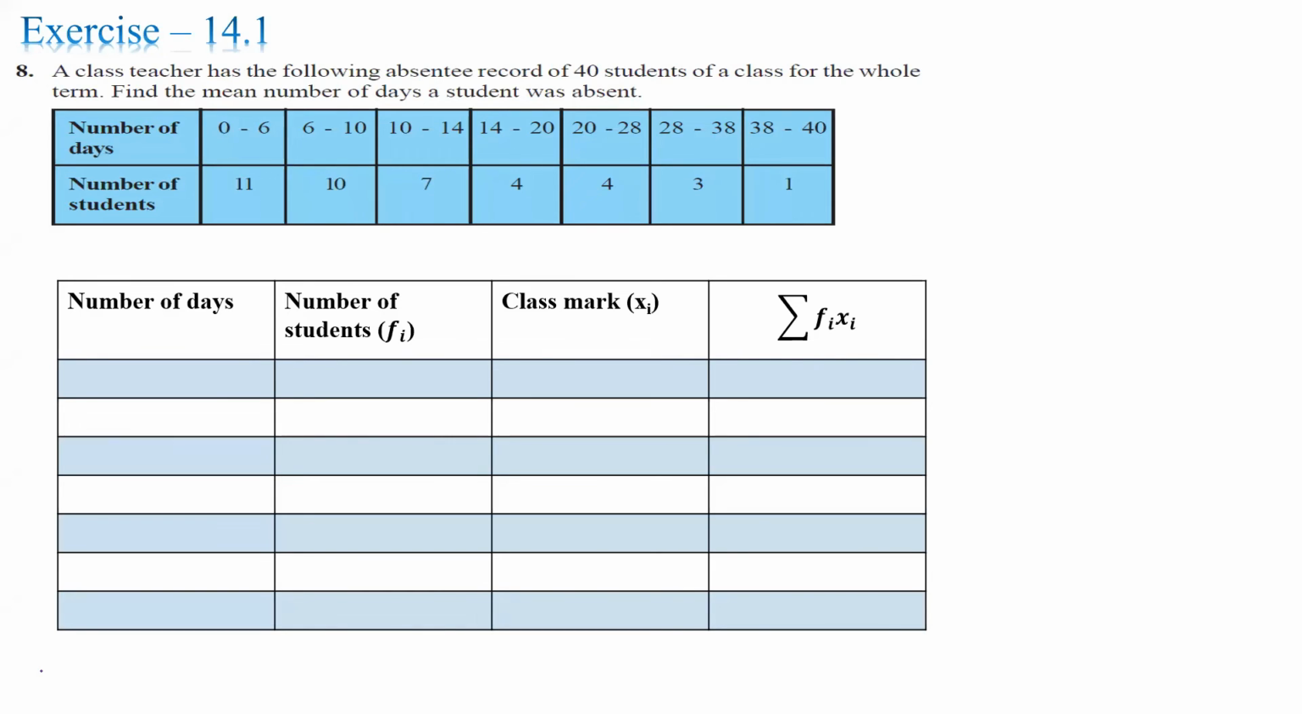After that, find out the class mark for each range. If you are using direct mean method, then do the product of fi and xi. Write it in the next column. Finally you will do summation of fi xi.